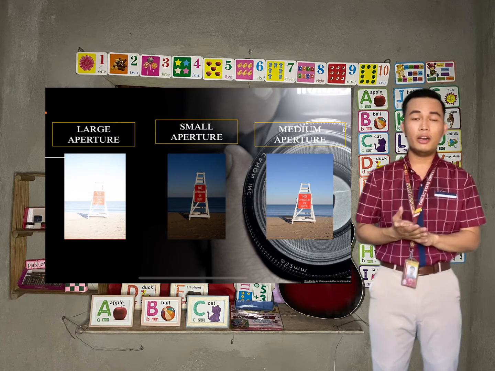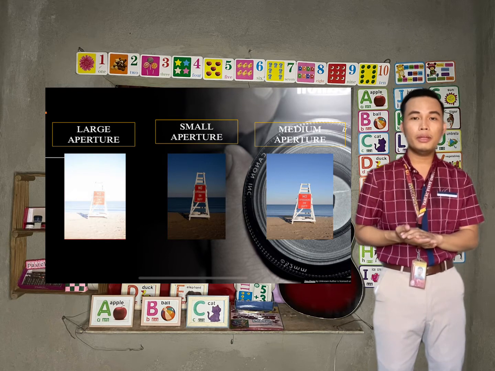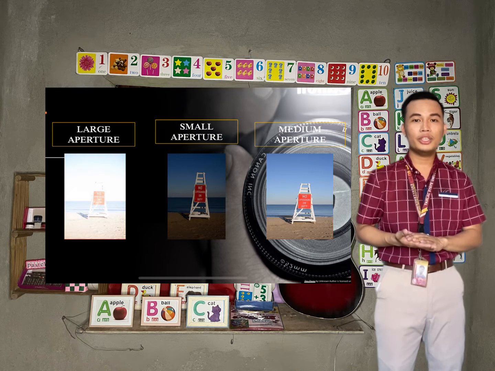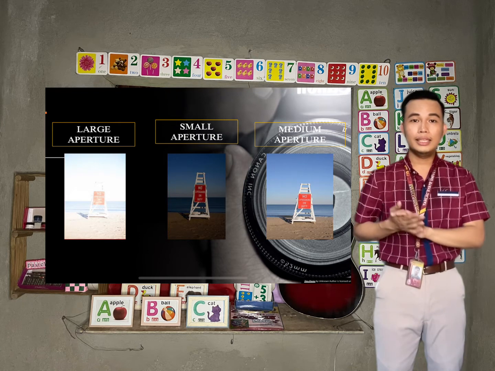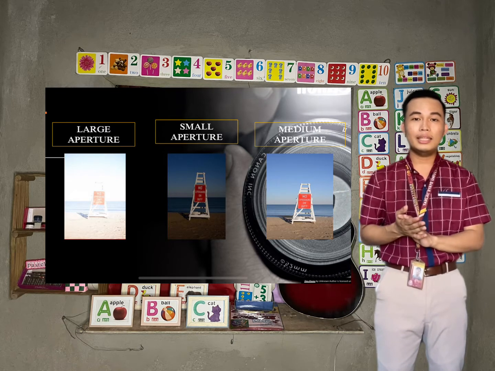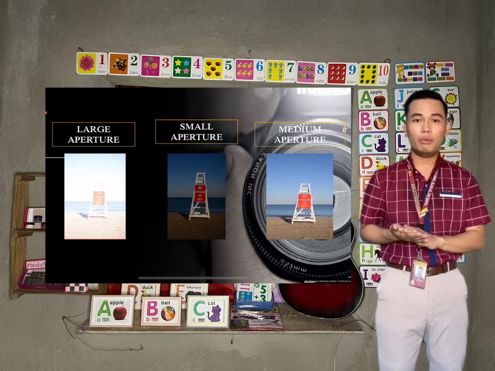In a dark environment such as indoors or at night, you will probably want to select a large aperture to capture as much light as possible. This is the reason why people's pupils dilate when it gets dark. Pupils are the aperture of our eyes.